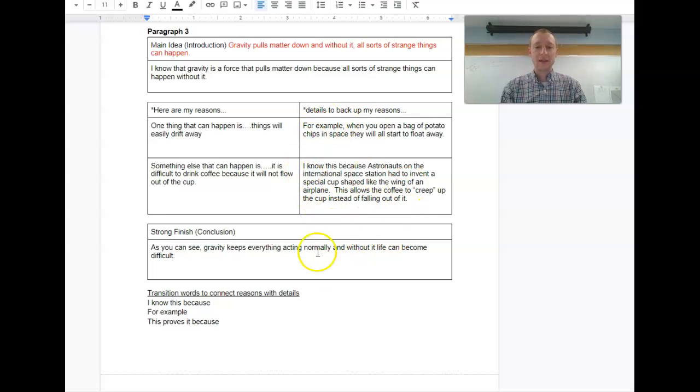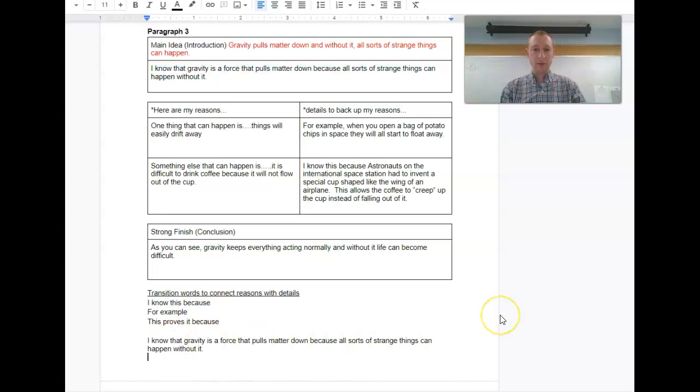So let's take this and let's write a paragraph. I'm just going to write it right down here. So first I'm going to start with my introduction. And if I like my introduction here, I'm just going to copy it, and I'm going to paste it right down here. There's no need to retype it all. So introduction, I know that gravity is a force that pulls matter down because all sorts of strange things can happen without it. So now I need to move on to my first detail.